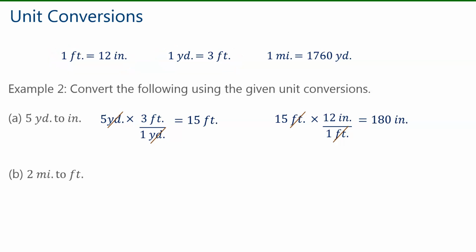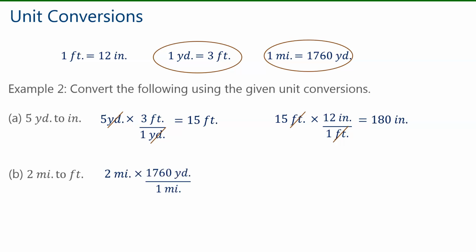Now for B, we have to change 2 miles into feet. So once again, I don't have a direct conversion from miles to feet, so let's start by changing miles to yards, and then yards to feet. So let's start. 2 miles multiplied by 1,760 yards over 1 mile would make the miles cancel, leaving me with 2 times 1,760, which is 3,520 yards.